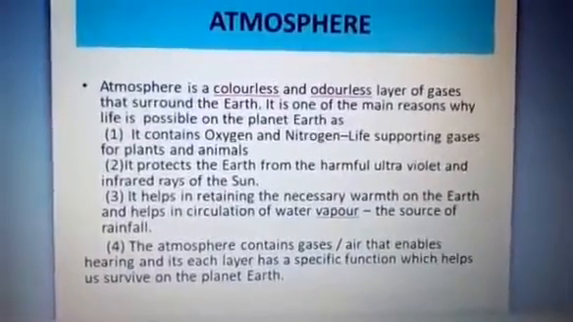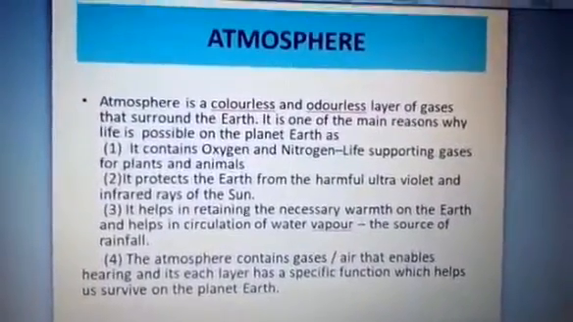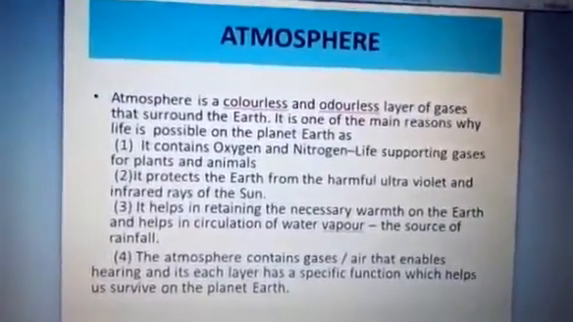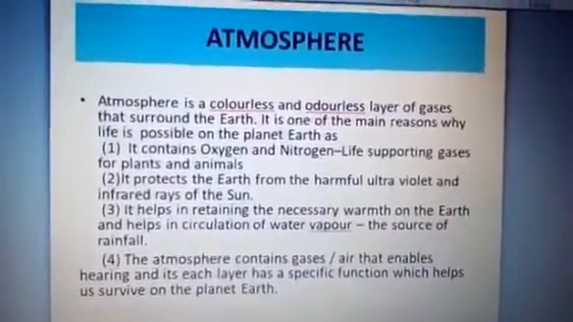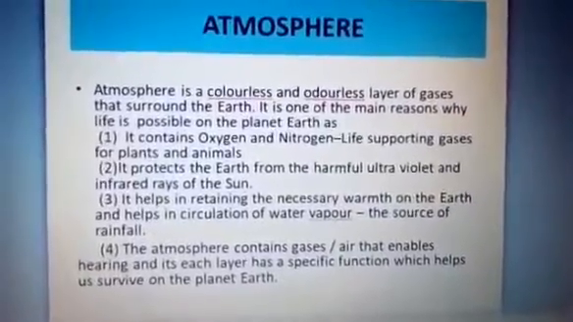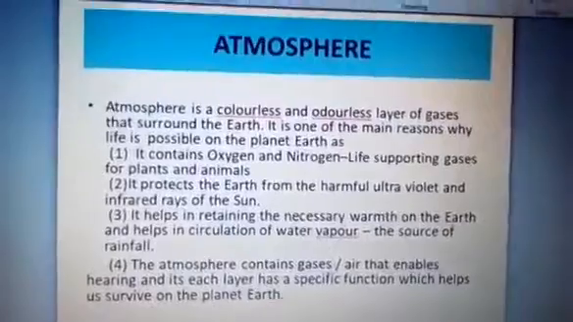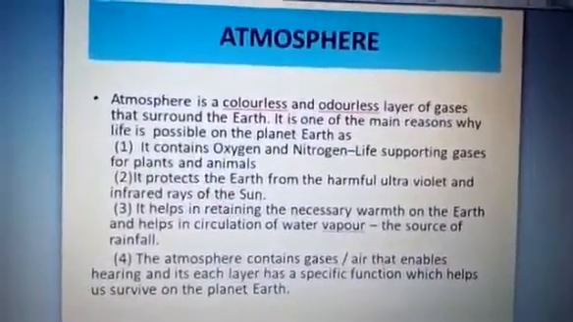Number three, it helps in retaining the necessary warmth on the earth. Without this blanket, our earth would be very cold, and there would be no heat to keep us warm so that we can survive. Our bodies need a certain kind of temperature to survive in, otherwise it becomes unbearable.